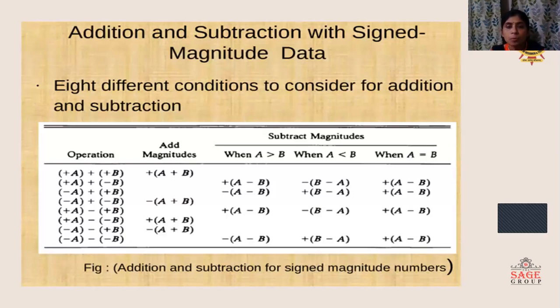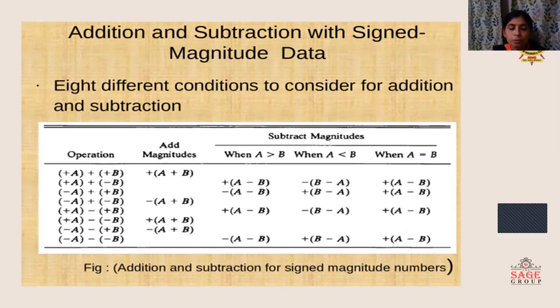Eight different conditions are possible for addition and subtraction. If we are considering it for fixed point signed magnitude data, the first four operations are for addition and the last four operations are for subtraction. If we consider the first case, in which both A and B's data are positive, then only addition is possible. If A is positive and B is negative, then subtract magnitudes. Three conditions will be there: A is greater than B, A is less than B, and A is equal to B.